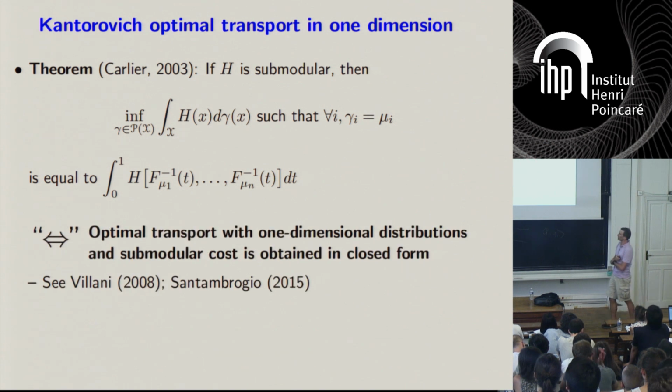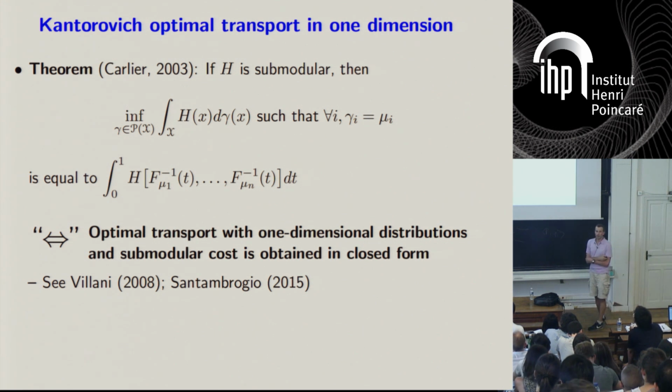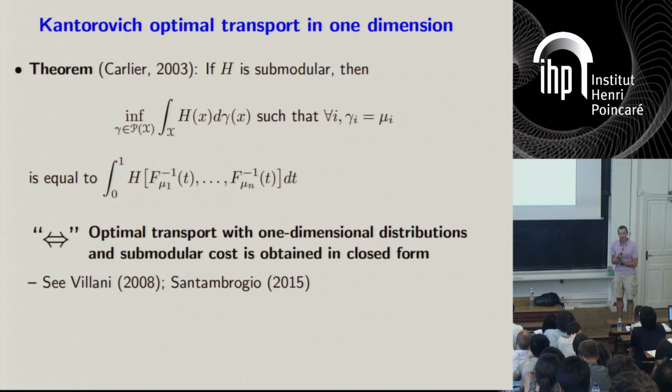The proof I will skip, but if you want to remember a single thing from optimal transport, it's that if you start from one-dimensional distributions with a submodular cost, you can obtain the solution in closed form. For the optimal transport person, this is really a trivial problem, a case where there's nothing to do, but for us this is the nice case because it ties submodularity nicely with convexity.